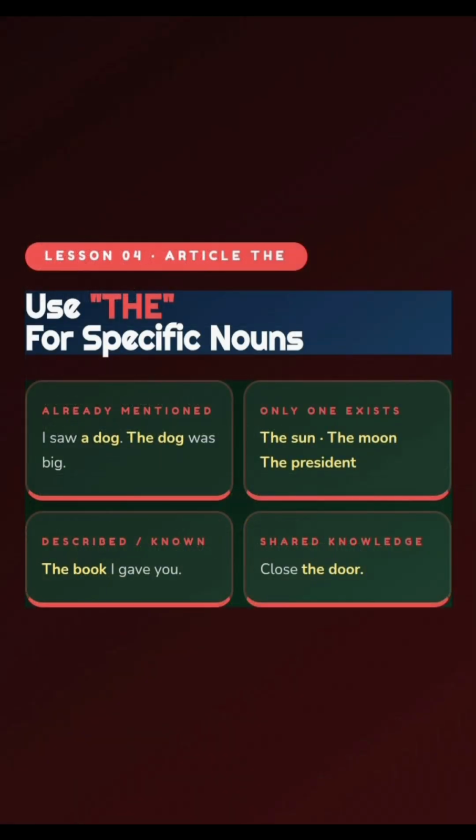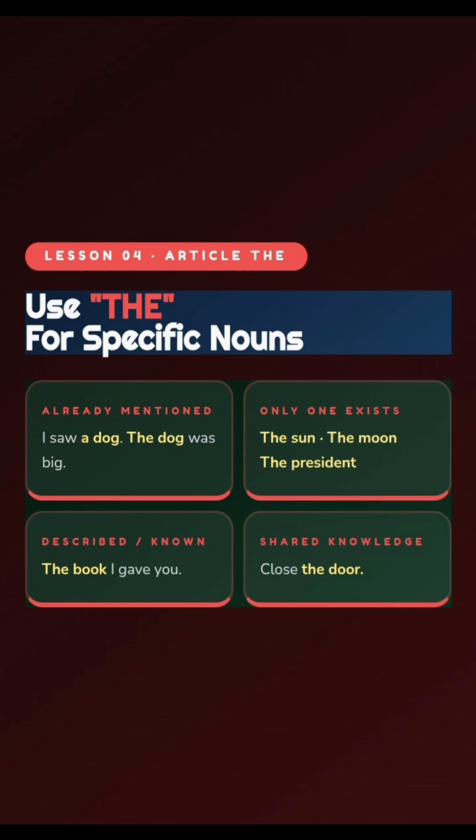Now we come to the third article, the. The is different from a and an. We use the when we are talking about something specific, something that both you and the listener already know about. For example, I saw a dog. Then I say, the dog was huge. The second time I use the because now we both know which dog I am talking about.